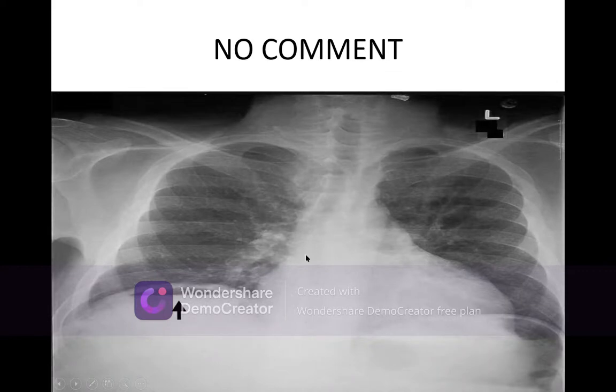No comment about this X-ray. What is the comment? Below the right dome of the diaphragm there is an air shadow. This is due to the rupture of some part of the intestine, which is causing the collection of air under the right dome of the diaphragm. In the left dome of the diaphragm there is the gastric air shadow. Gas is collecting in the fundus of the stomach, which is normal.